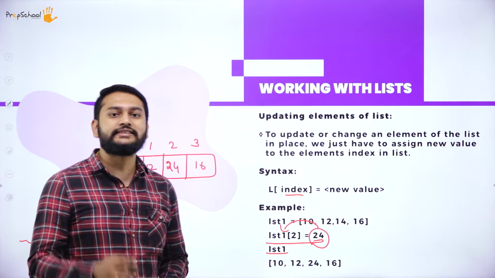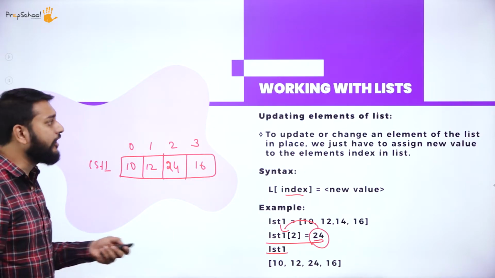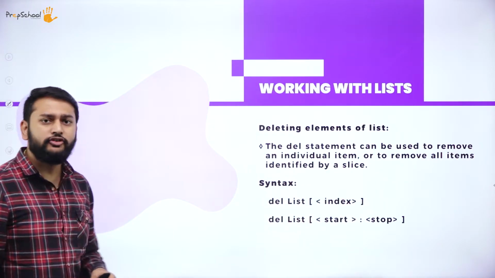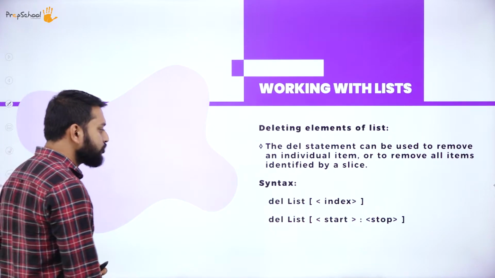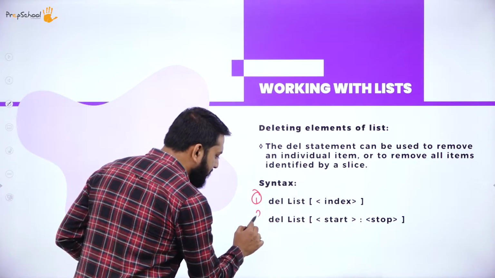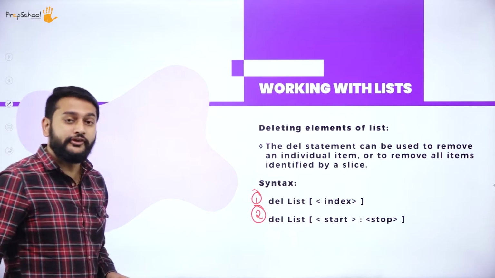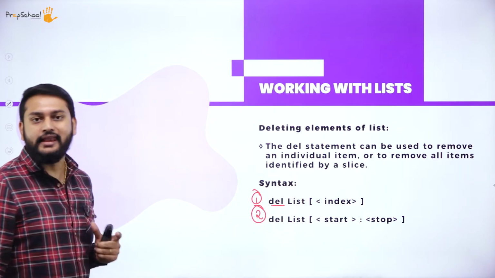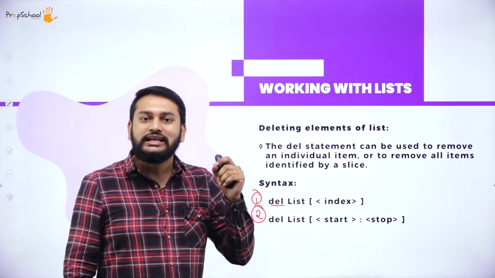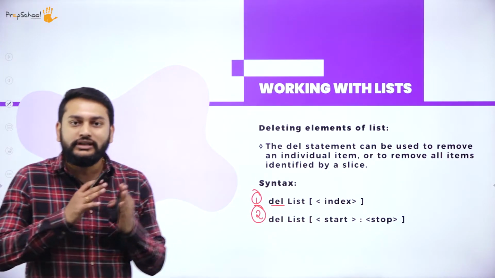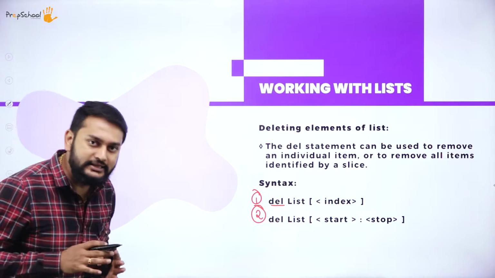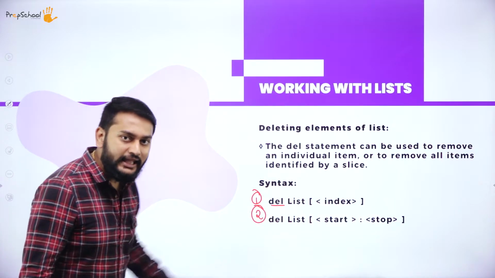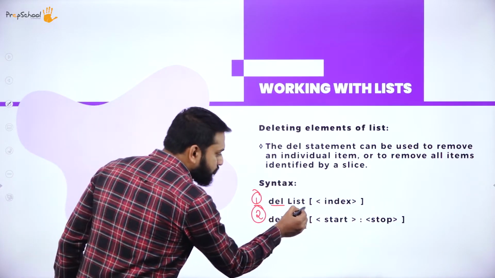So then what is the next function that I have? I have deleting an element of a list. So guys, how do I do that? I can delete the element in two ways. Please observe 1 and 2. The first one is, I have to use a keyword that is del. If I want to delete any of the elements in the list, I have to use the keyword del. Then after that, I have to use the list.